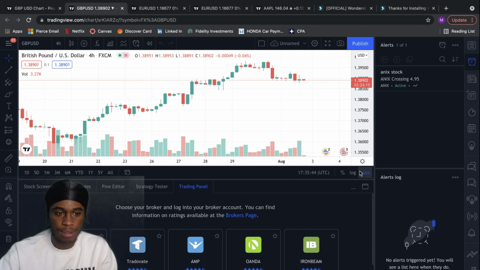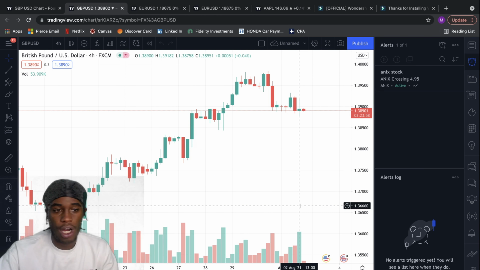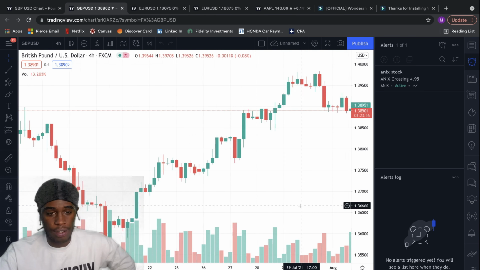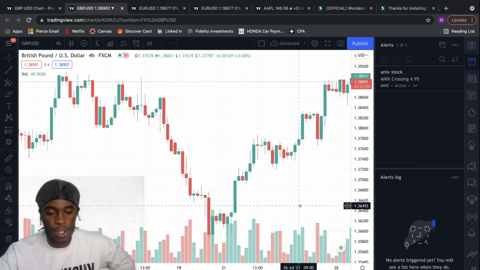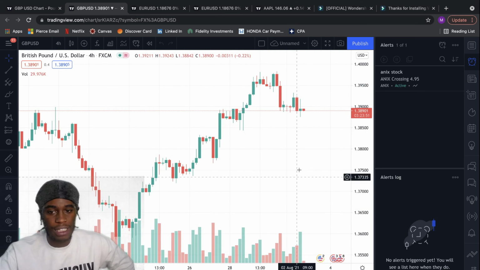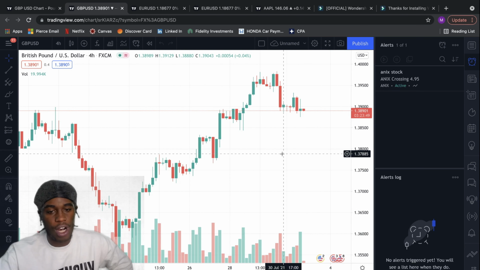Remember, guys, it's the same stuff. Right now we're on Great Britain versus USD, GBP versus USD, and we're going to do the same thing, right? Remember, guys, I said we're going to go from left to right, right?